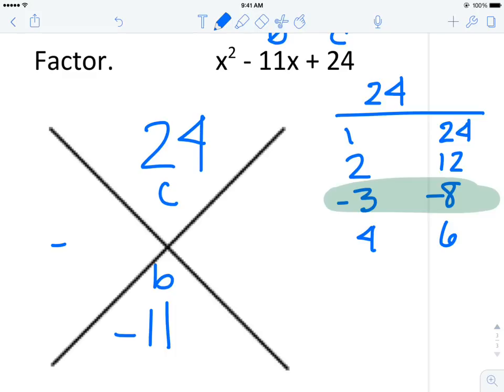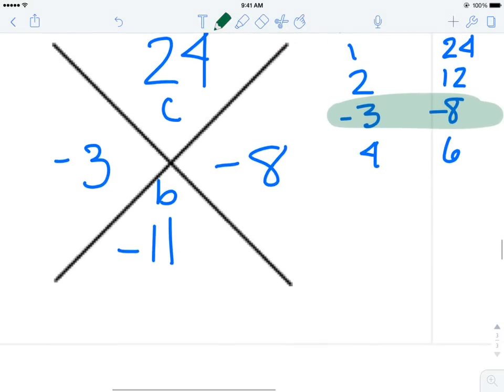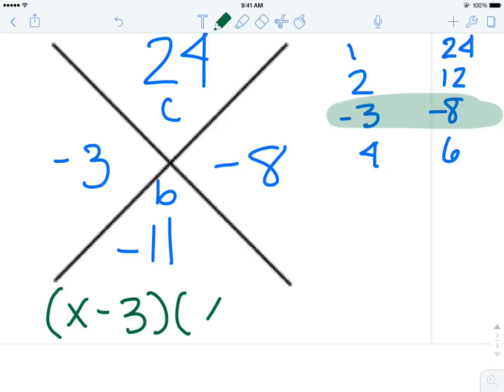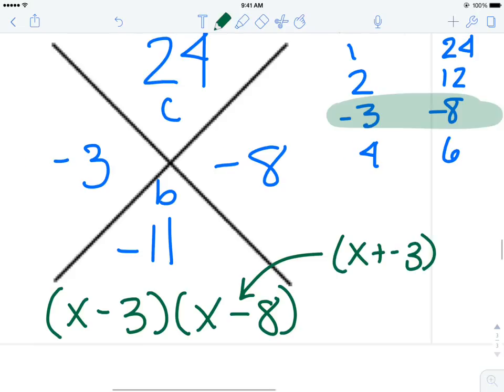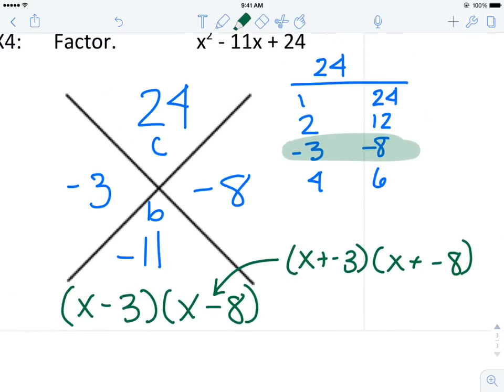So I have negative 3 over here and negative 8. Nice thing about this is that the final answer stays the same. You just had to think a little harder to find the numbers on the side. Notice how I wrote them as minus 8. That's fine. If you wanted to write it as x plus negative 3 and x plus negative 8, perfectly fine. It's the same answer, same question. So either way is perfectly fine.